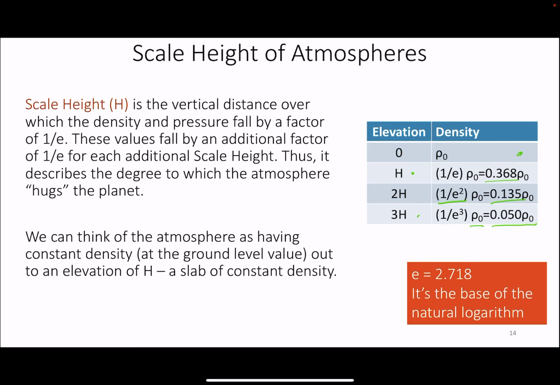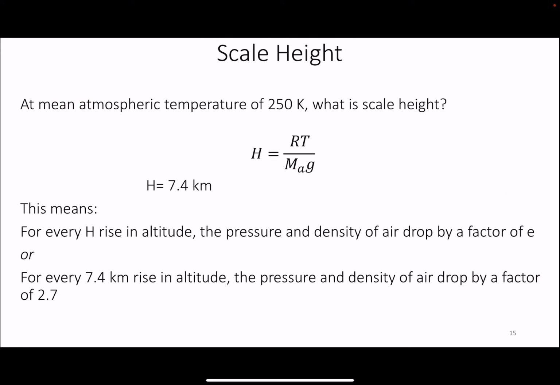All right. So in this case, what you can think of is from the surface to 1 scale height, the atmosphere has essentially constant density out to an elevation of h. So it's like a slab of constant density. So since scale height is temperature dependent, we can estimate it fairly easily.